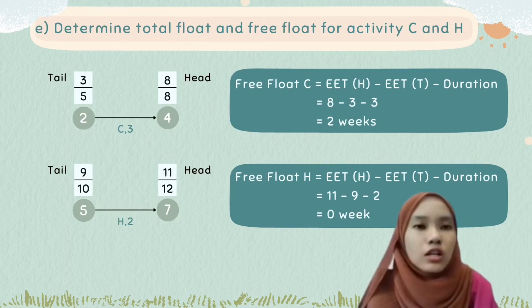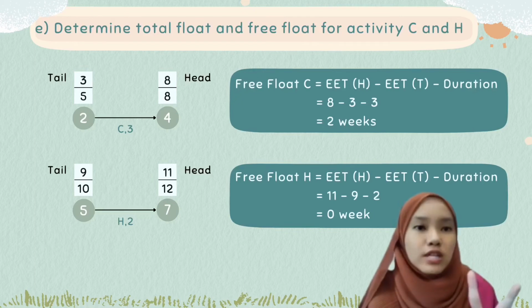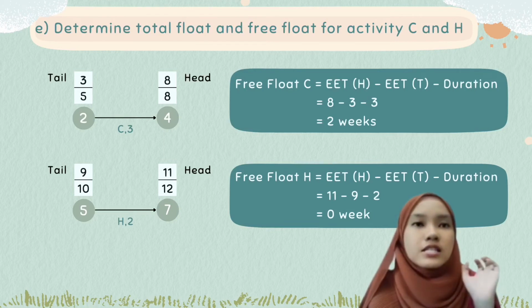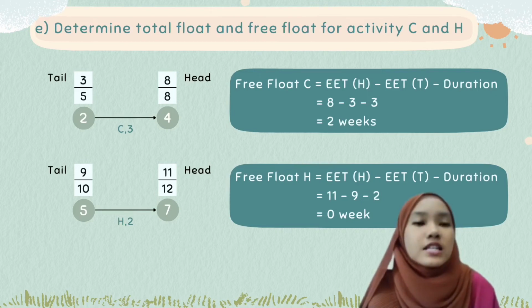Other than that, we need to calculate the free floats for activity C and H. The formula for free float is EET in the head node minus EET in the tail node minus duration of the activity. The information for EET and LET is the same as for total float. So for activity C, you will get 8 minus 3 minus 3 equals 2. So the answer for free float for activity C is 2 weeks. Next, for activity H, you will get 11 minus 9 minus 2 equals 0. So the free float for activity H is 0 weeks.